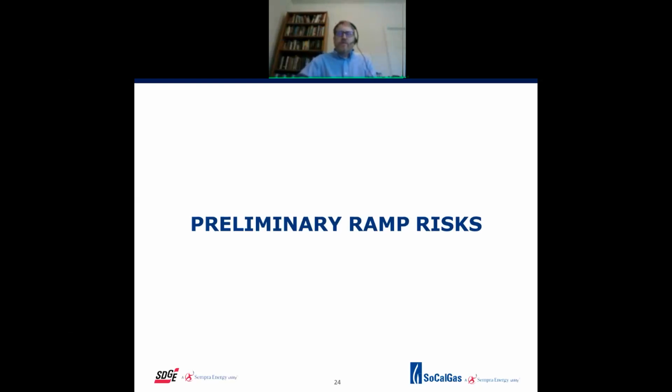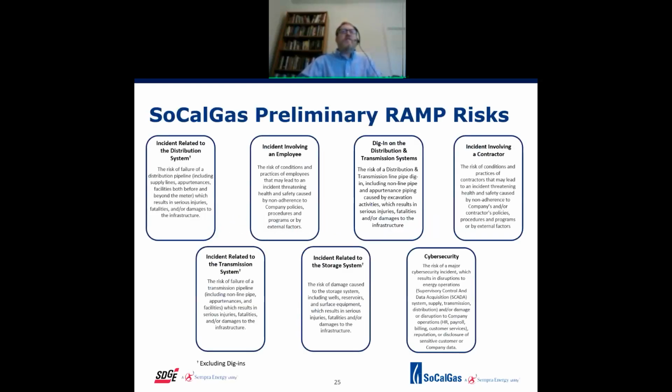Thank you, Joe. Let's move on to a summary of the risks that we believe SoCalGas should have in the RAMP, in addition to those cross-functional factors, which will be discussed shortly. It's 7 risks. And I want to point out again that the third one from the top on the left says dig-in on the distribution and transmission systems. It's kind of a grouped chapter for the distribution and transmission system risks. So that's the 7 that we're recommending right now.